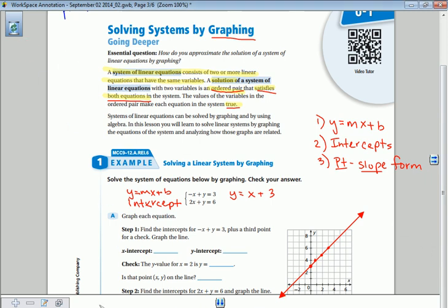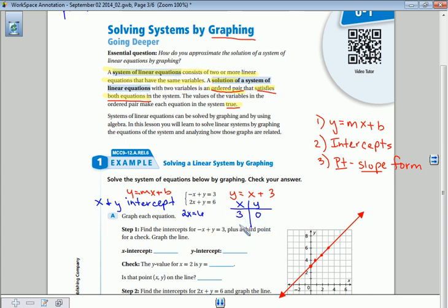Okay, so the second one. Second one we're going to do by finding our intercepts, x and y intercept. Okay, so this one we use the little chart for. To find your x-intercept, you plug in 0 for your y. If I plug in 0 for my y, I'm left with 2x equals 6. So what is x? 3.